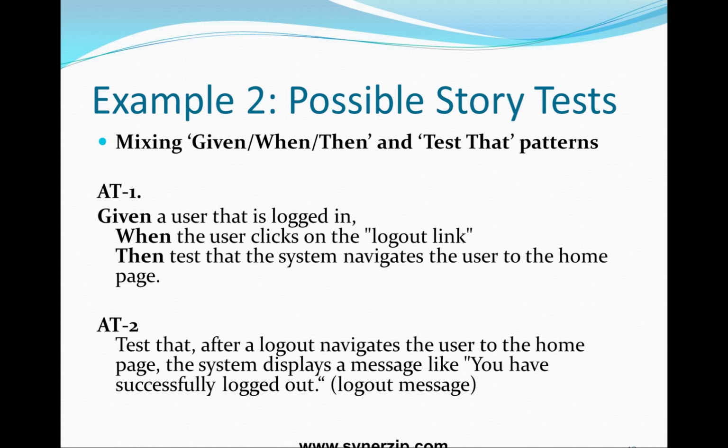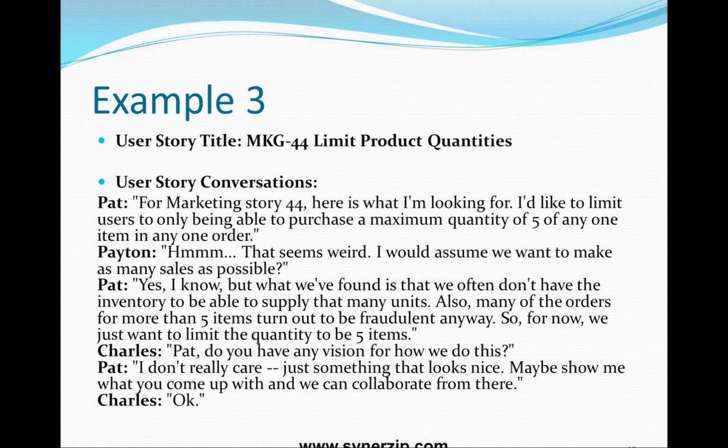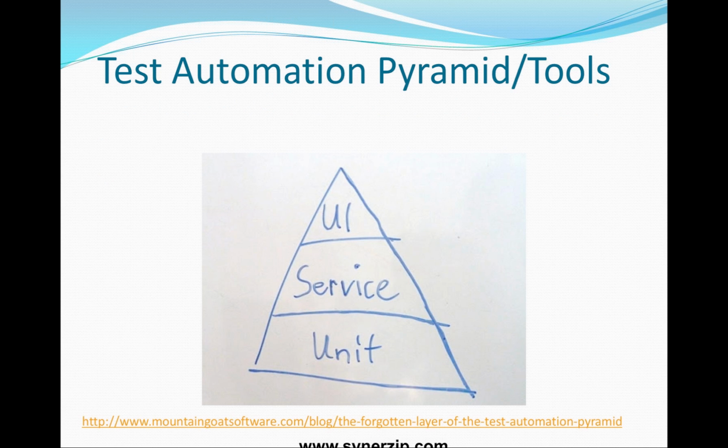So now we've talked about different ways of creating the acceptance criteria, and we want to automate these tests, but where should we automate them? There's a concept out there, and there's a link at the bottom, you can always look at it later, where Mike Cohn talks about what he calls the test automation pyramid.